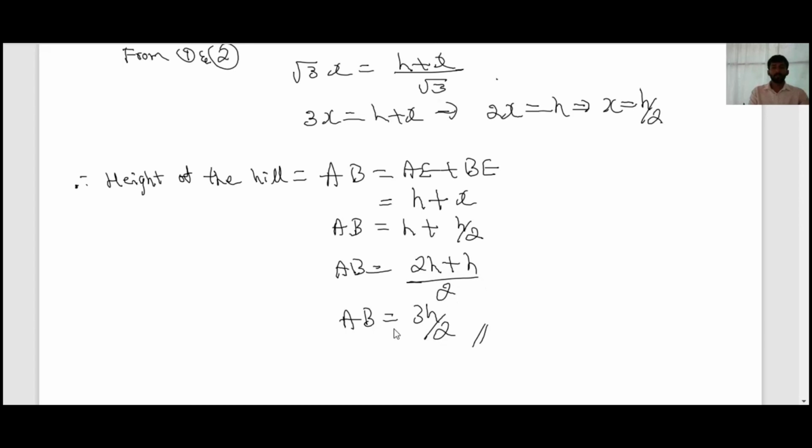Okay, therefore we proved the result, right? The question itself: prove that the height of the hill is equal to 3h by 2. By calculating also you are getting the height of the hill, that is AB is equal to 3h by 2. Therefore this is the solution for the given question.